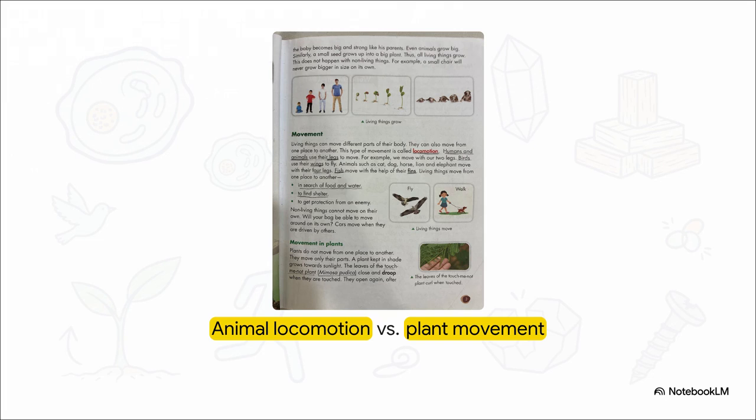But wait a second, plants are living things, and they're literally rooted to the ground. So how on earth does that work? Well, plants might not move from one physical location to another, but they do move their parts. A plant sitting in the shade will actively grow and stretch its leaves toward the sunlight.